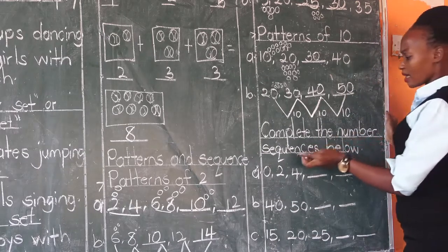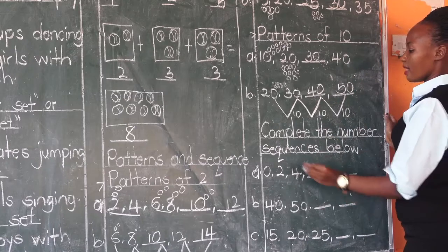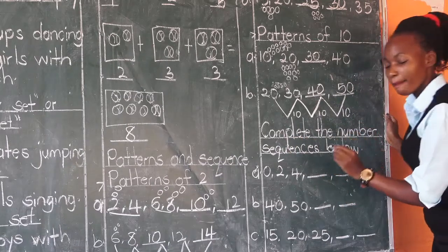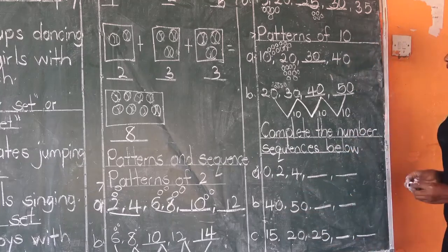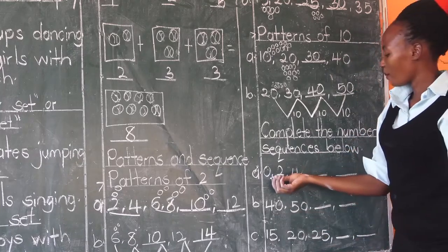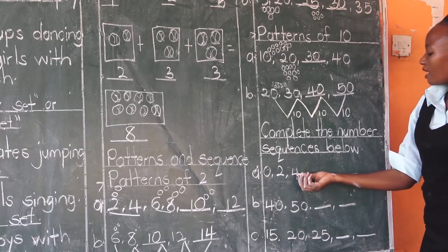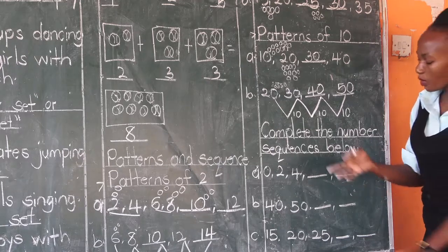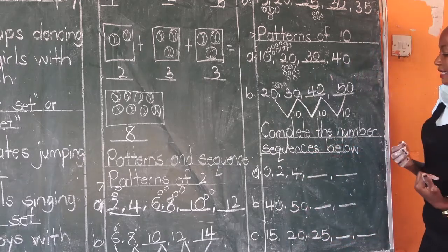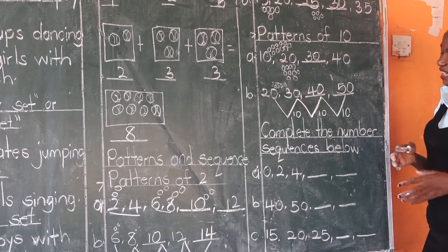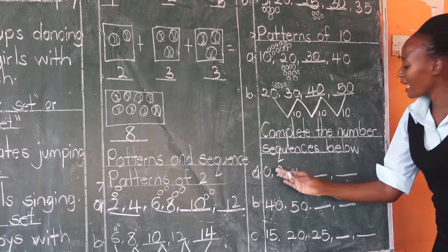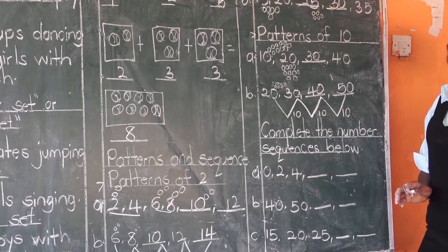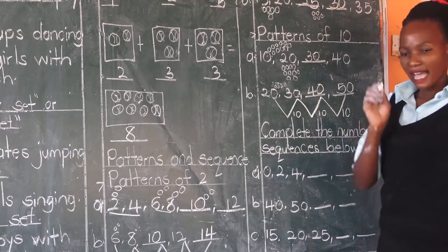Now let's look at this. When they've mixed these numbers, here we have: complete the number sequences below, all the number patterns below. Now here we have 0, 2, 4, dash, dash. Now we want to find out what's here. They've not specified whether we are adding 2, 3, or 4. Now we are the ones to find out how many they have been adding.